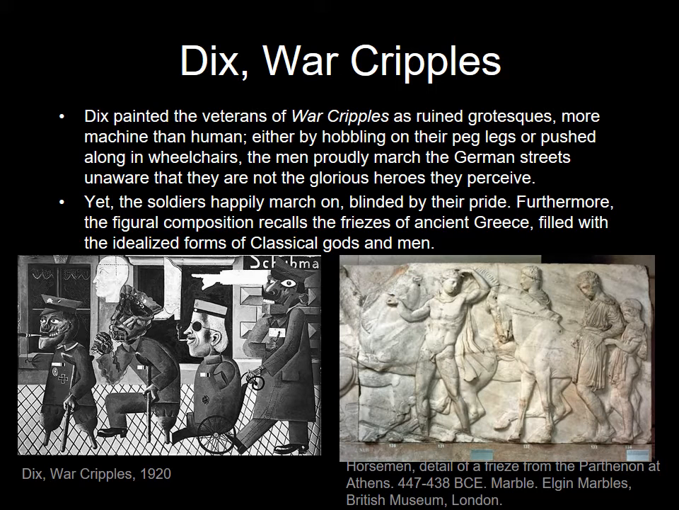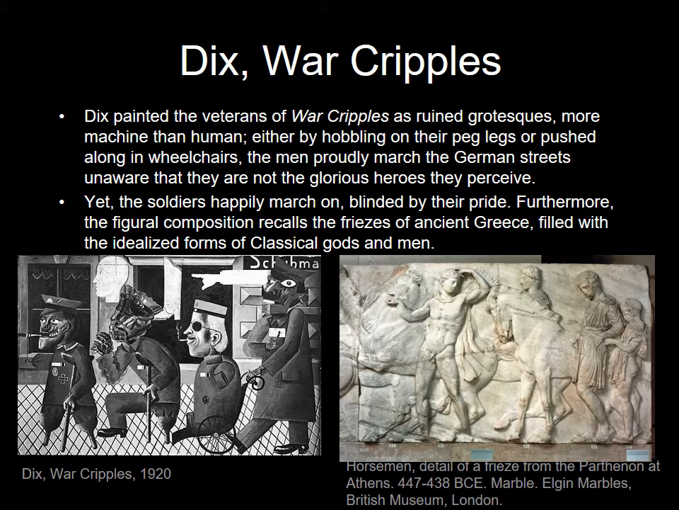So Dix painted the veterans of War Cripples as ruined, grotesque men, more machine than human, either by hobbling on their peg legs or pushed along in wheelchairs. The men proudly march the German streets, unaware that they are not the glorious heroes they perceive themselves to be. Yet the soldiers happily march on, blinded by their pride. Furthermore, the figural composition recalls the friezes of ancient Greece, filled with the idealized forms of classical gods and men.